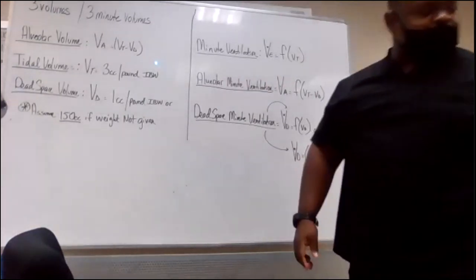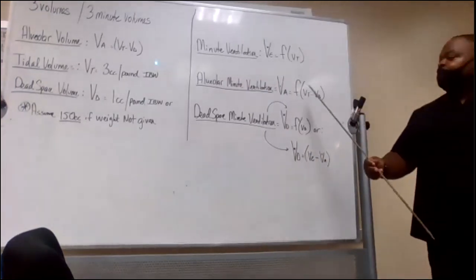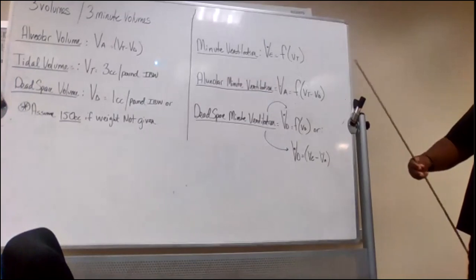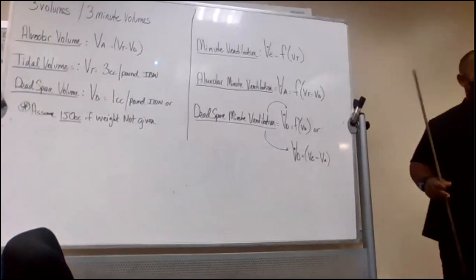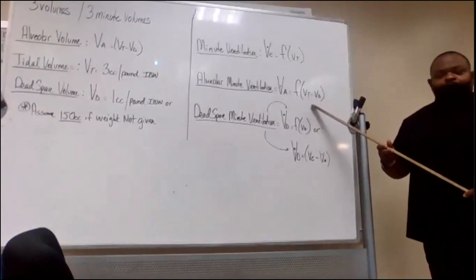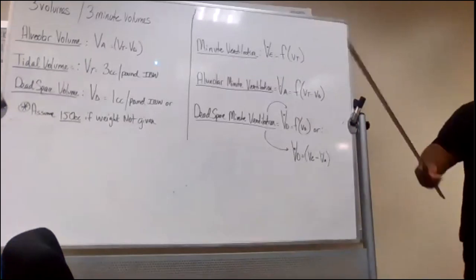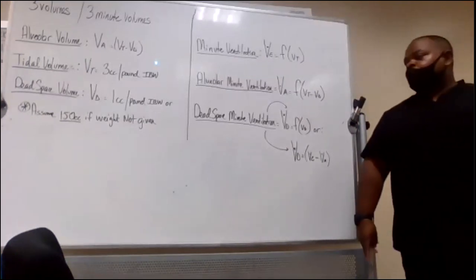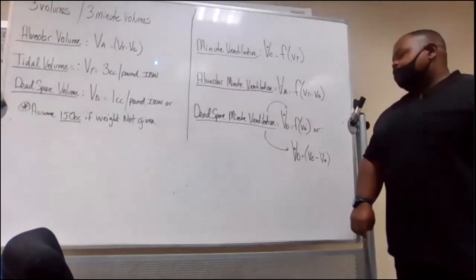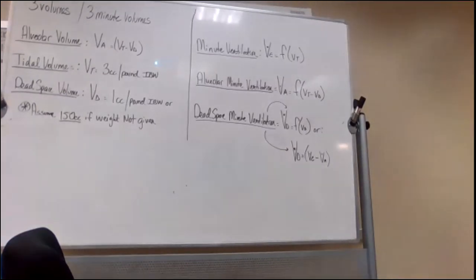Alveolar minute ventilation. Alveolar minute ventilation is frequency times tidal volume minus dead space, right? Because that's how we find alveolar volume, right? Tidal volume minus dead space. Now we're just going to multiply by the frequency. So that's alveolar minute ventilation. That's the respiratory rate. We follow the problem.